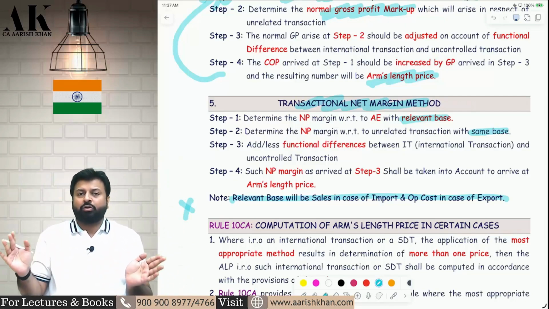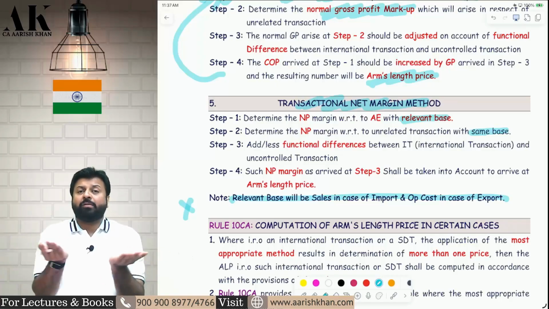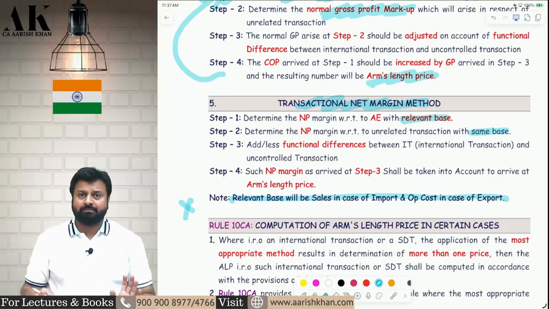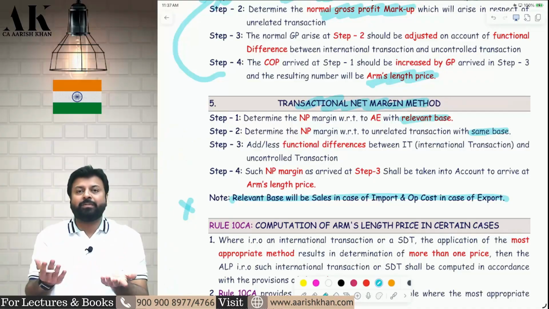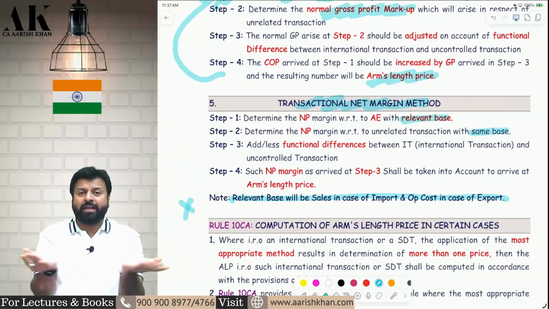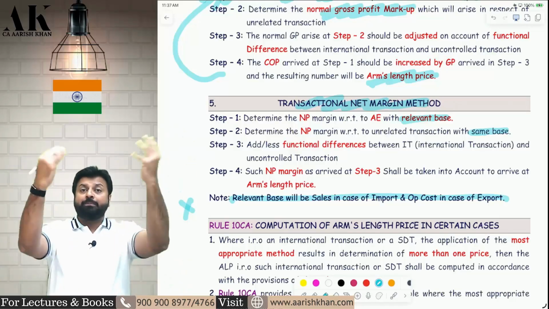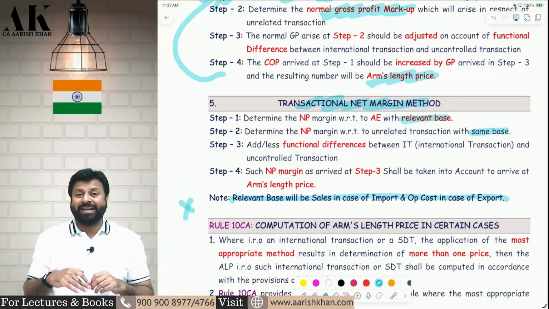Sir, the logic I have told you in the class is that you have to take an untainted denominator. So if you are selling, the sales will be tainted. Therefore, take cost as untainted. If you are importing, then the purchase cost will be tainted. Therefore, take the sales as denominator.